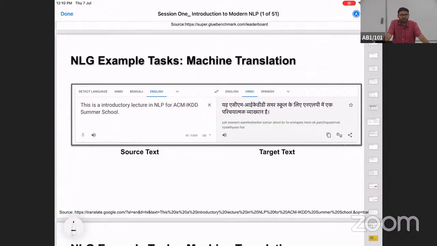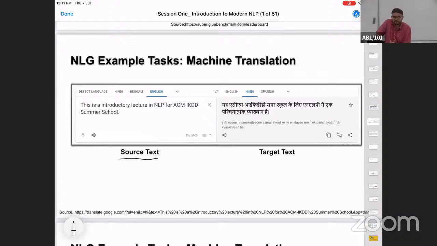I will show you. I will show you a very nice example from their own system. So one of the NLG tasks is machine translation. Given a source language text, I want to translate it into a second language. So what I've done is this: my source text is in English, and I have asked Google Translate to translate it into Hindi.